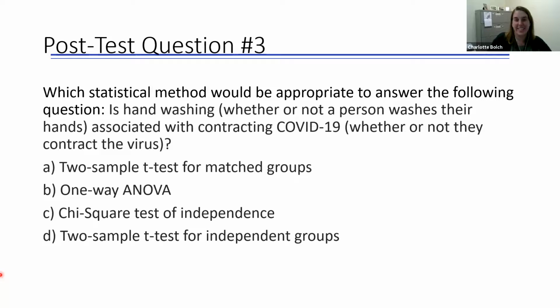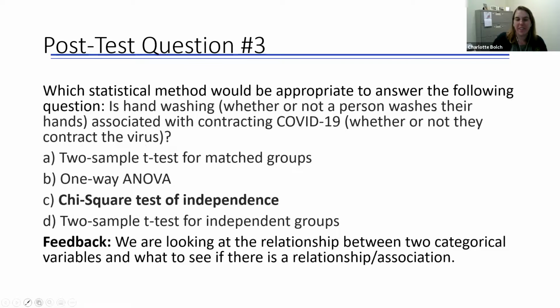So kind of a hint is to look at what are we looking at? Are we looking at quantitative variables, or are we looking at categorical variables? So it's not A. It's not D. It is C. Good job, Emily.